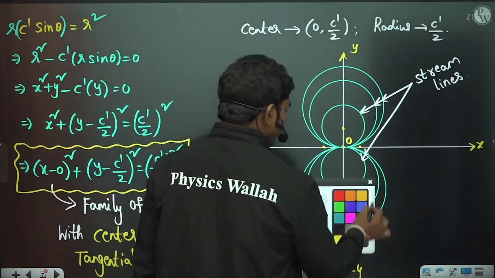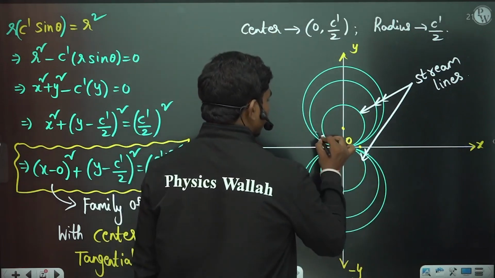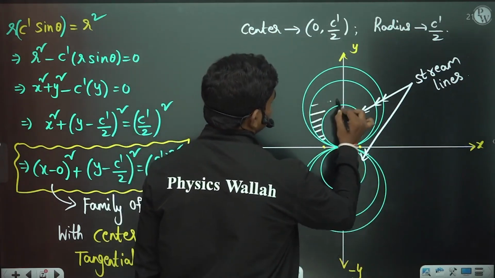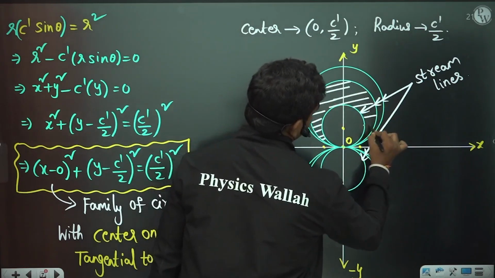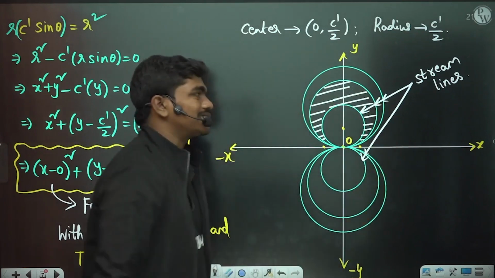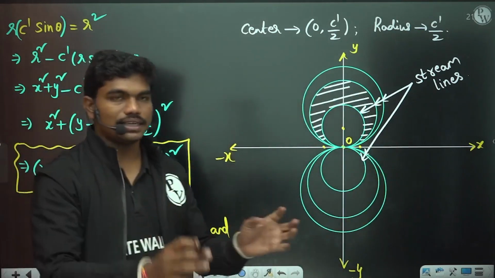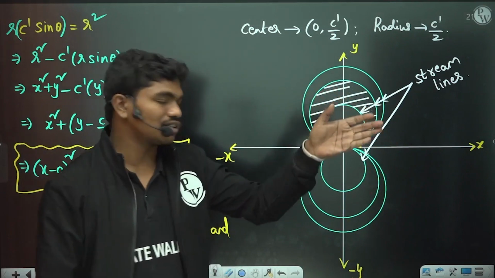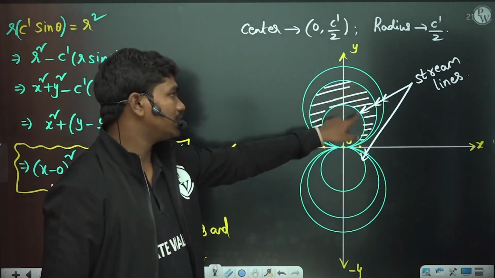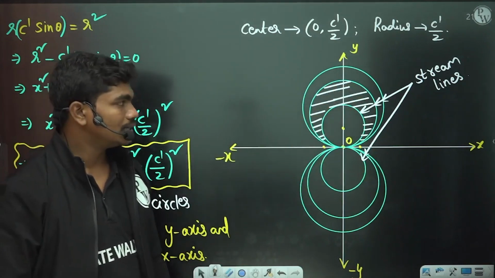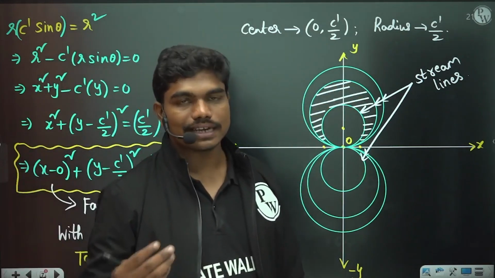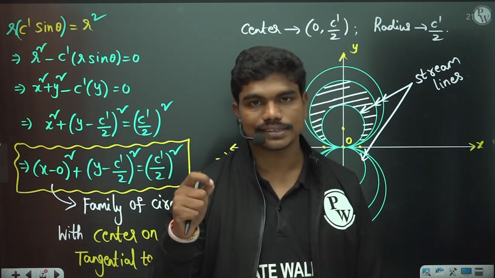For example, since fluid cannot cut this region, the fluid remains in these circles. Let us suppose the source is of some length, then the fluid flows within this particular area which is available. It cannot cut the streamlines. So these are the streamlines which are tangential to the x-axis and have their centers on the y-axis.